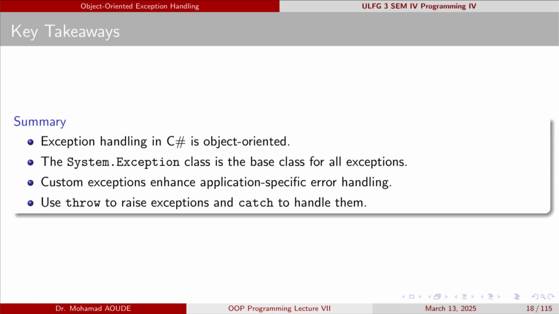To recap this first part, C# uses object-oriented exception handling. You use try, catch, finally, and throw to manage failures. You can define your own exceptions to improve clarity and control. Now let's see these concepts in action with real-world examples.